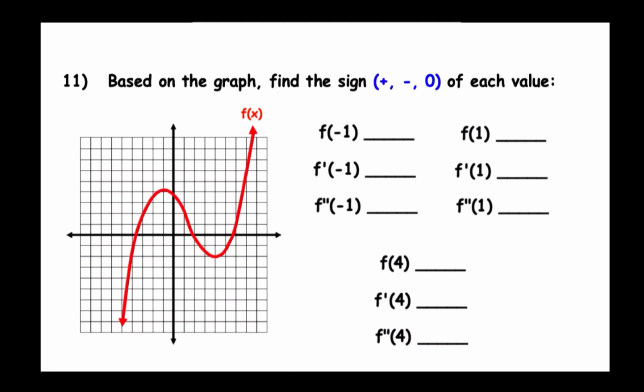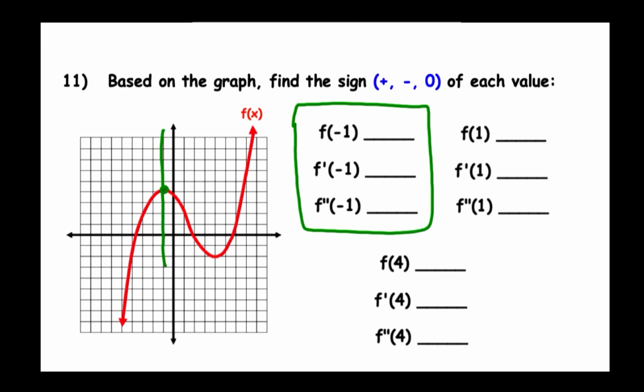Number 11, based on the graph of f of x, find the sign, either positive, negative, or 0 for each value. These are kind of cool as well. Let's start with the first grouping of 3. I'll take myself to when x is -1, which would be right along this line here. You can see I'm right here at this point. Obviously at that point, I'm above the x-axis, so f of -1 is positive. In fact, just for the record, it's +4, but I don't need to say that.